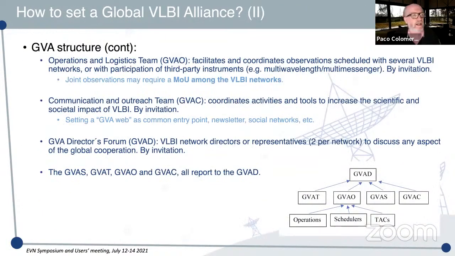The technical forum discusses opportunities and coordinates the development of instrumentation, issues like RFI, and it's a natural extension of what we call today the International VLBI Technology Workshop that gives a helicopter view of what is happening in technology. And the other three groups in this structure are the operations and logistics team, which will help coordinate joint observations, for which possibly other tools will be needed, like MOUs among the VLBI networks, and in particular with third-party instruments. And the communication and outreach team, to give visibility to VLBI and our networks.